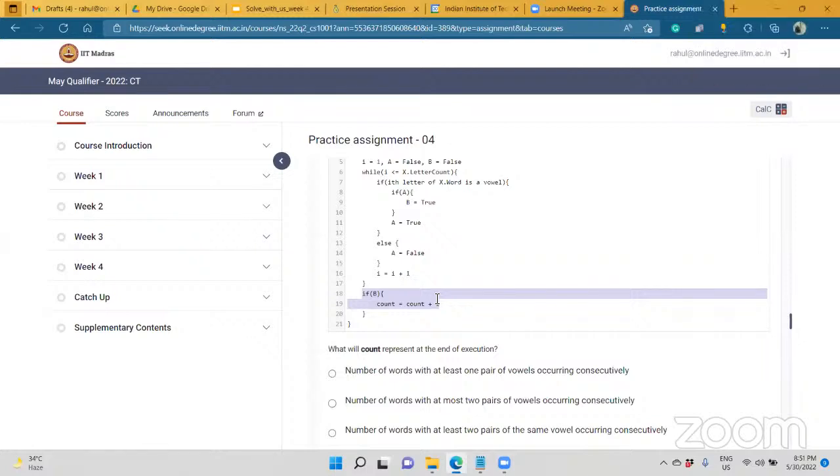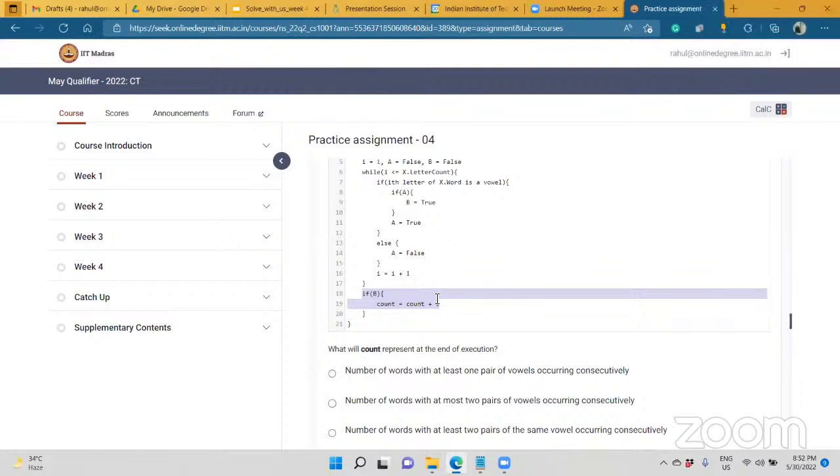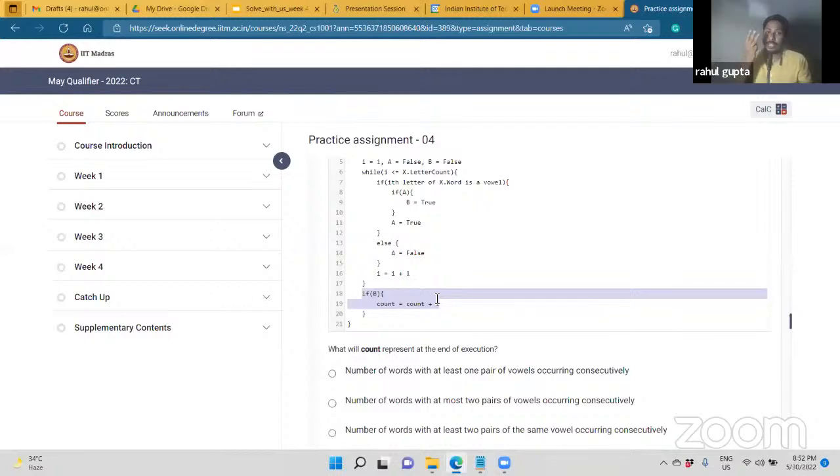There was the word "year", right? I will complete the three letters. For the letter A, which is the second letter, B became true, right? You will come to line 16, increment I, go to line 6 and see if I is less than or equal to 3 or not. Yes, it is less than or equal to 3. You will come to line 7. Is it a vowel or not? No. You will come to line 14 and A becomes false. You will come to line 16. I becomes 4, right?